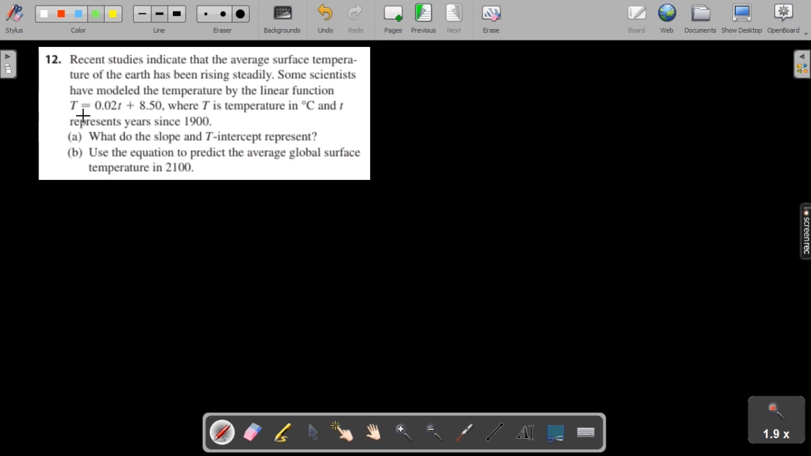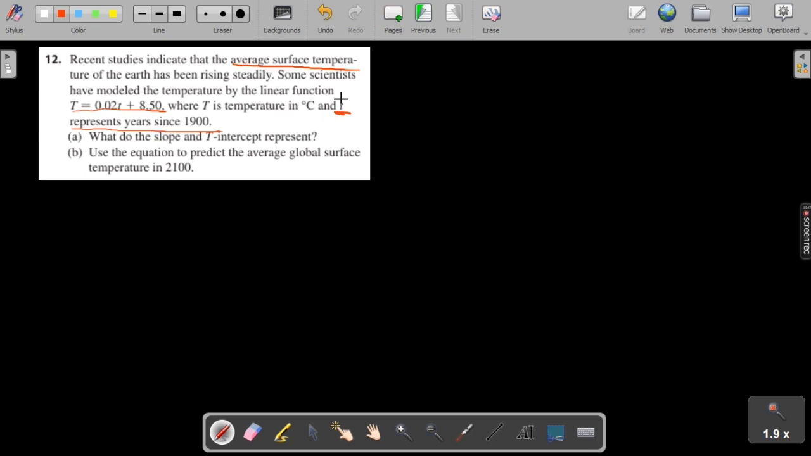So we're given an equation which represents a linear function which models the change in temperature since 1900. It says recent studies indicate that the average surface temperature of the Earth has been rising steadily. Some scientists have modeled the temperature by the linear function. So this is the average surface temperature over time, and they continue to say that T is the temperature in degrees Celsius and t represents the years since 1900.